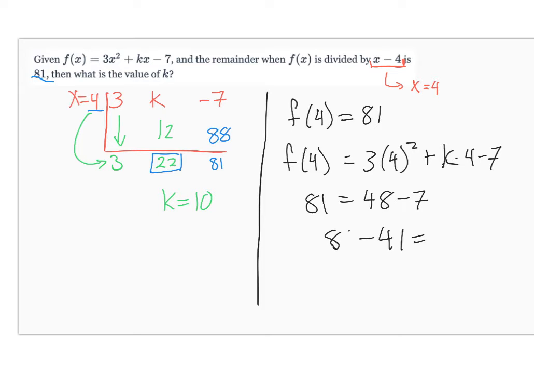Sorry, I'm doing lots of steps at once in my head and trying to keep up on paper. So we end up moving that to the other side. And we end up getting 40 is equal to 4k, which means that k is 10.